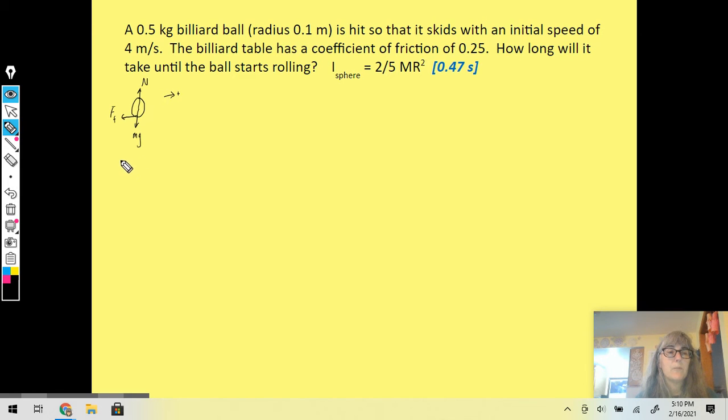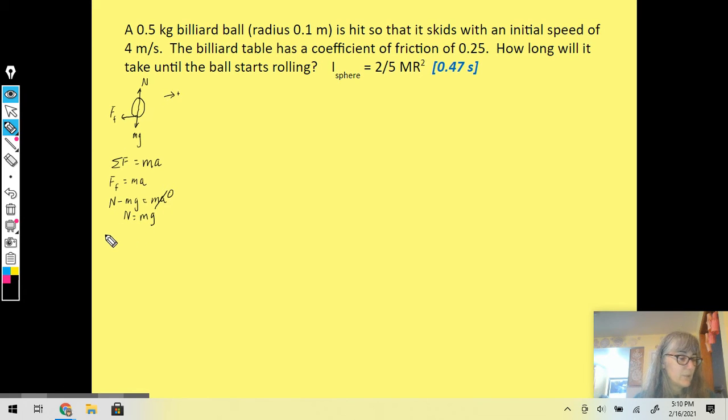So first step is I'm going to write the sum of my forces is equal to MA. In the x direction, I only have friction. And that's going to be equal to MA. In the y direction, I'm going to have normal force minus mg is equal to MA, but in the y direction, it shouldn't be moving anywhere, so that should be 0. That means that the normal force equals mg.